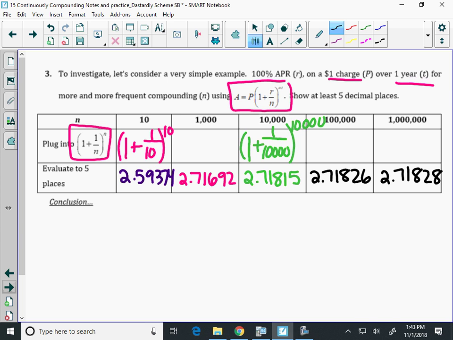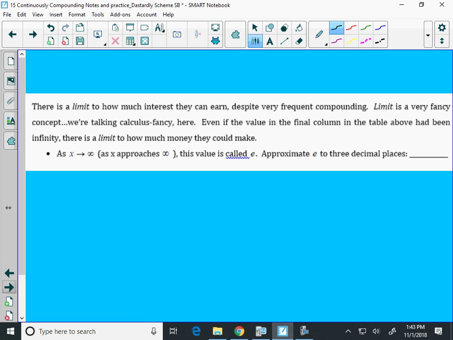So if we flip our paper over, it says that it turns out that there is a limit to how much interest the credit card company can earn, despite taking interest 1,000,000 times a year. Now, the idea of a limit is a really fancy concept, like calculus level fancy. You will do limits at the end of pre-calculus, but we don't really have the tools yet to talk about limits.